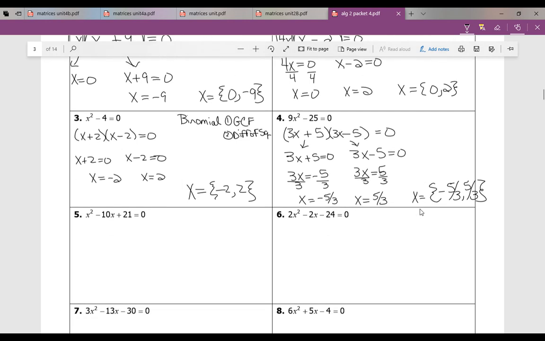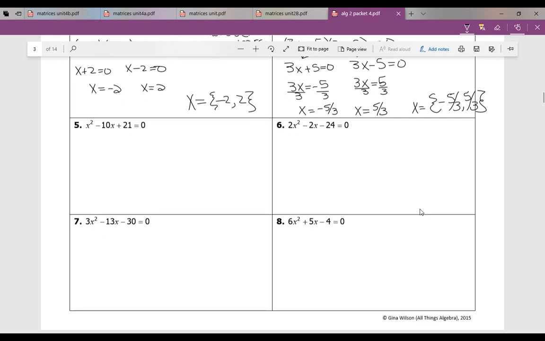All right, the last 2 problems I'm going to do today are number 5 and number 7. So, number 5, is it set to 0? It's not a binomial, but do you have a greatest common factor? Okay. What will your signs be? Both negative. So split your x.